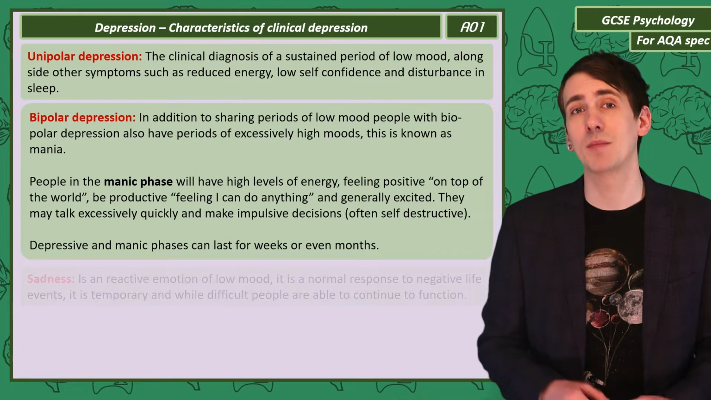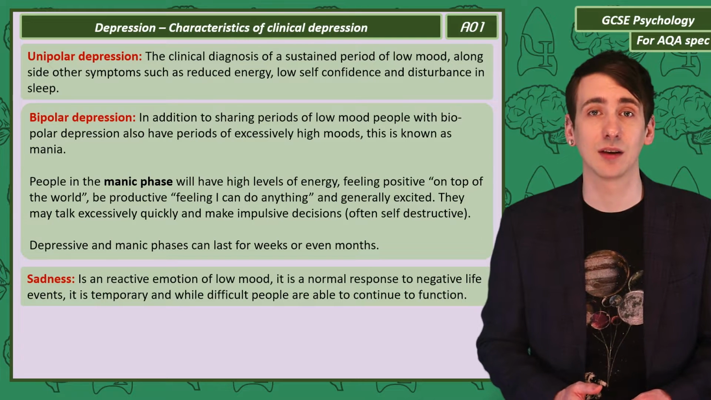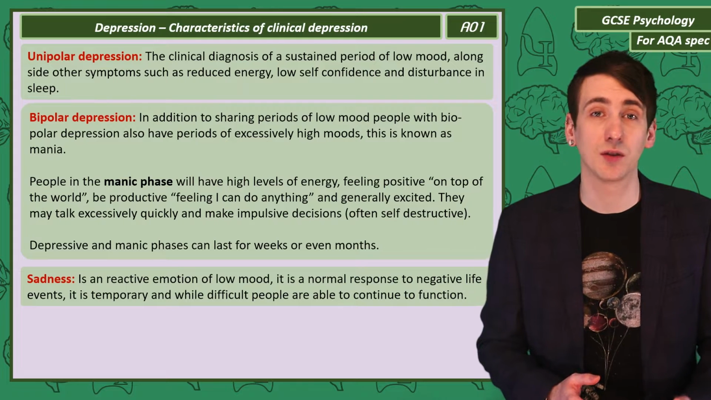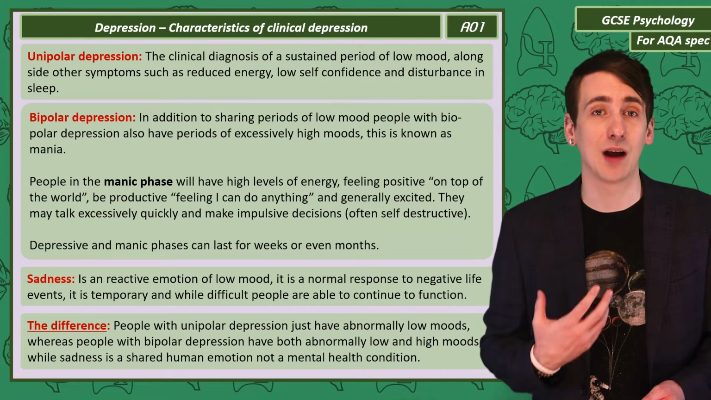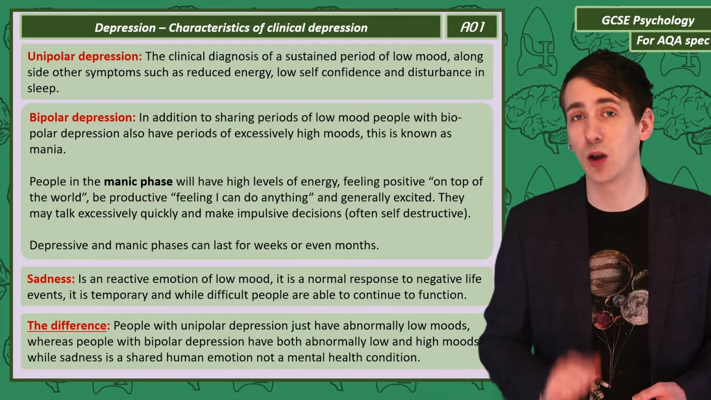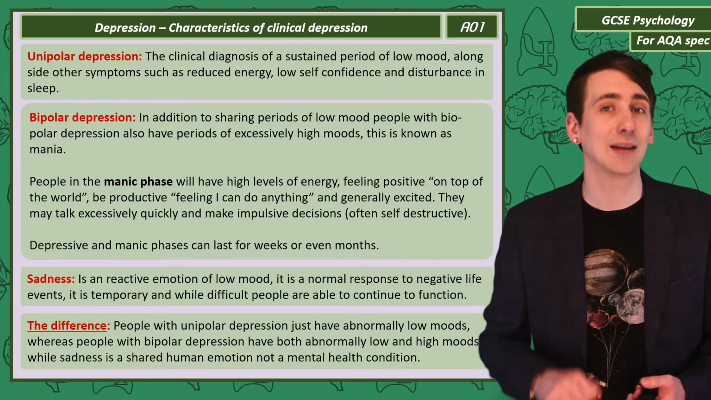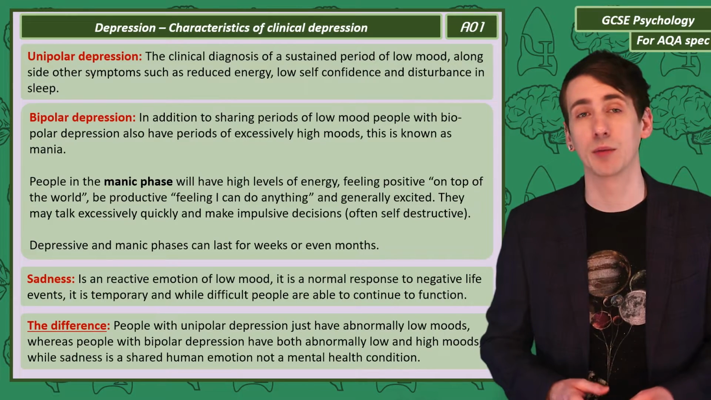Sadness, however, is not a mental health problem. It's a normal human response to negative life events. It's temporary, and while unpleasant, people are able to continue to function while experiencing sadness. So we need to really clearly define the difference between these three terms. So unipolar is just abnormally low moods, while bipolar is both abnormally low moods and abnormally high moods. But sadness is a shared and normal human emotion.